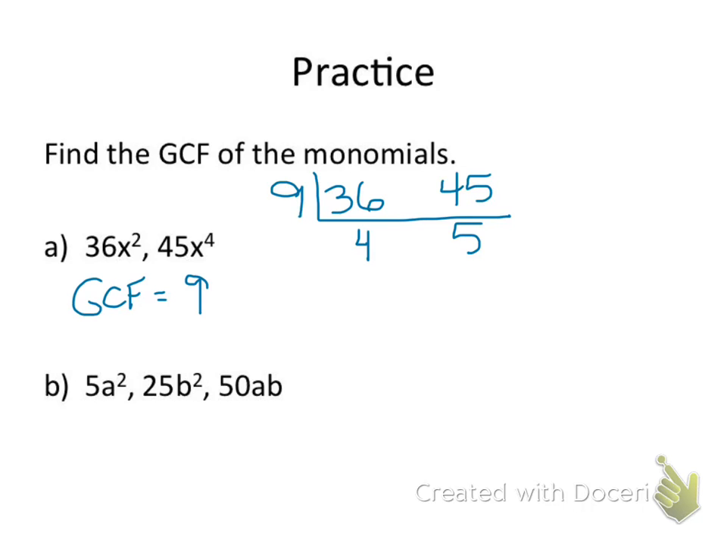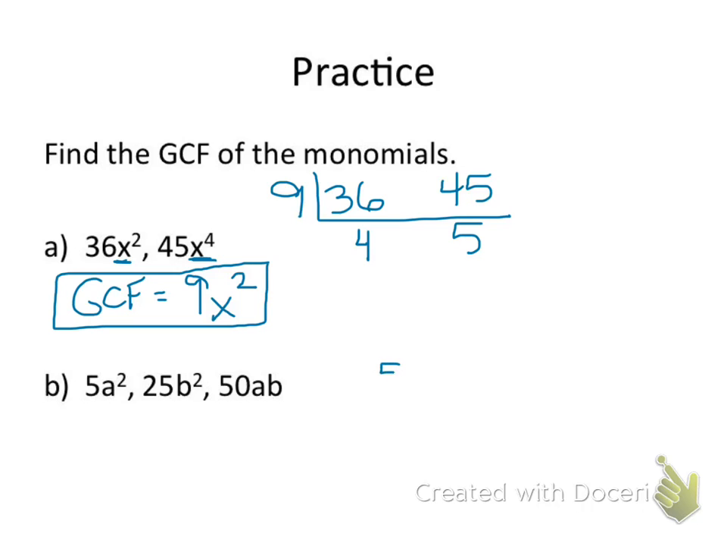And now let's look at the variables. They both have a factor of x. The first one has 2 factors, the second one has 4 factors. The most we can use are the ones with 2. So the GCF becomes 9x squared.